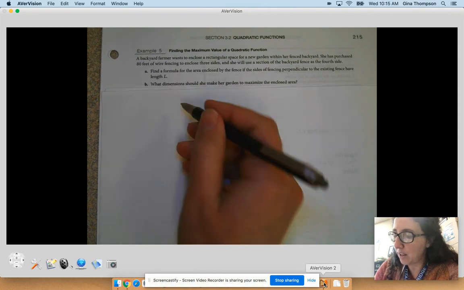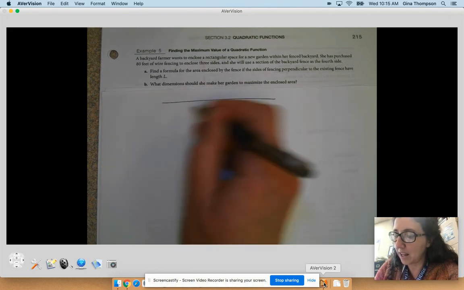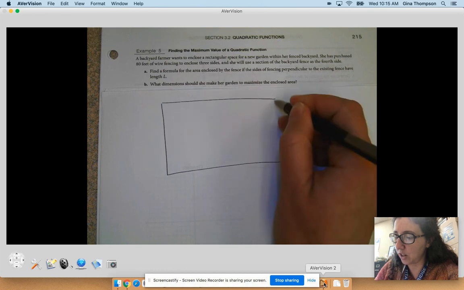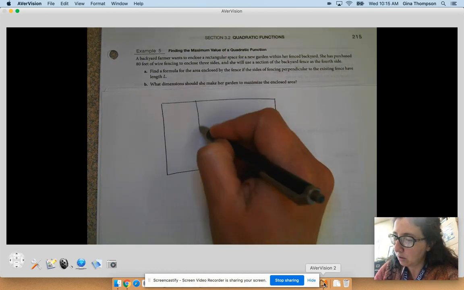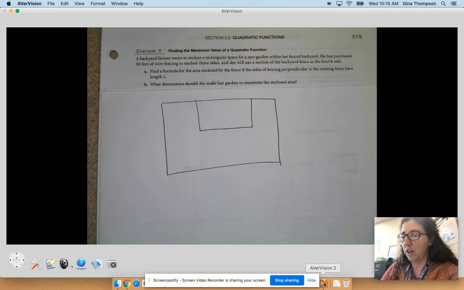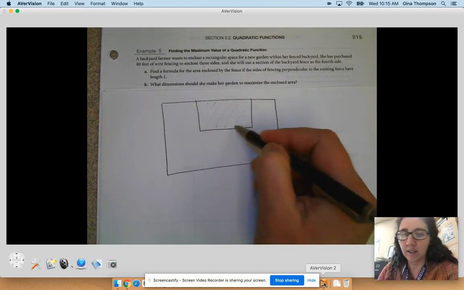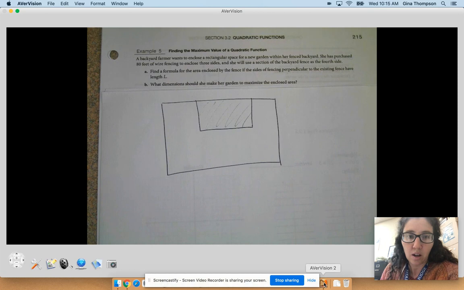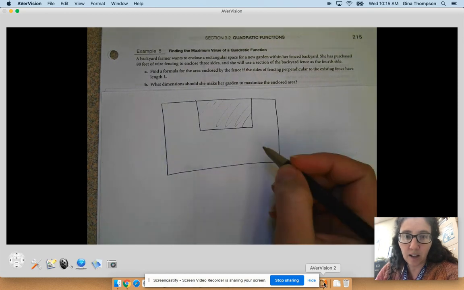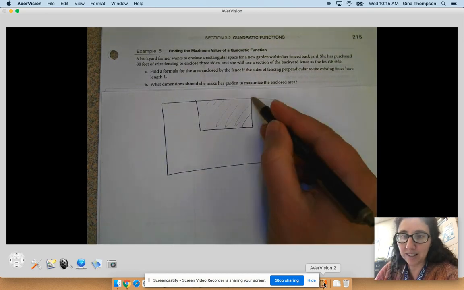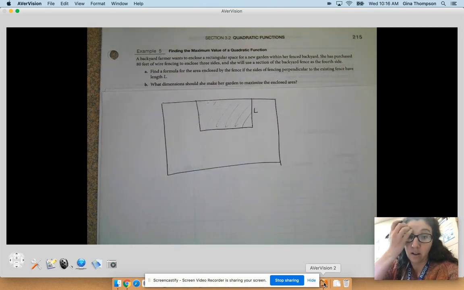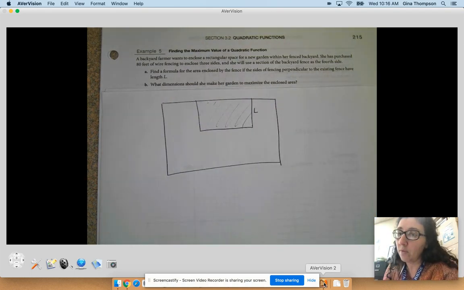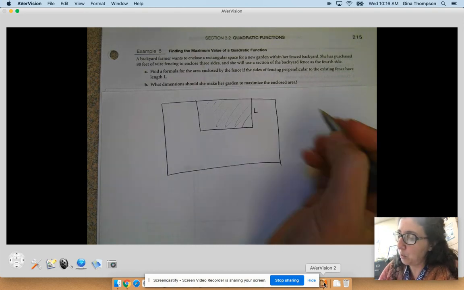All right, so she has a fenced backyard. So let's sketch this out. It's always a good place to start. She's got a fenced backyard, and she wants to make a little area in here with her new fencing. And they say that the sides of the fencing perpendicular to the existing fence have length L. Okay. So how could we label these other things?